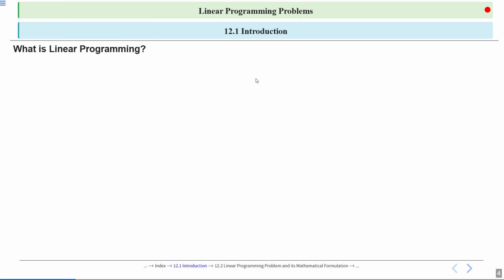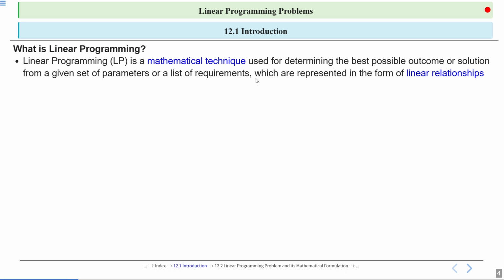First, we will start our lecture by discussing introduction of linear programming problem. So what is linear programming problem? Linear programming problem is a mathematical technique or mathematical tool that helps find the best solution to a problem by using linear equation and inequality. So it finds the maximum or minimum value of a function given certain limits by analyzing the relationships between variables.